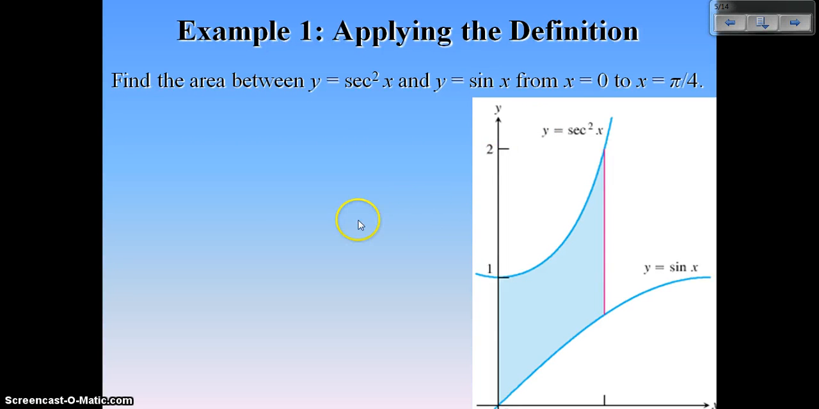Alright, skip the last slide, it wasn't overly important. So now let's go straight to an example. We're going to find the area between y equals secant squared x and y equals sine x from 0 to pi over 4. Now a couple things we'll mention about this.